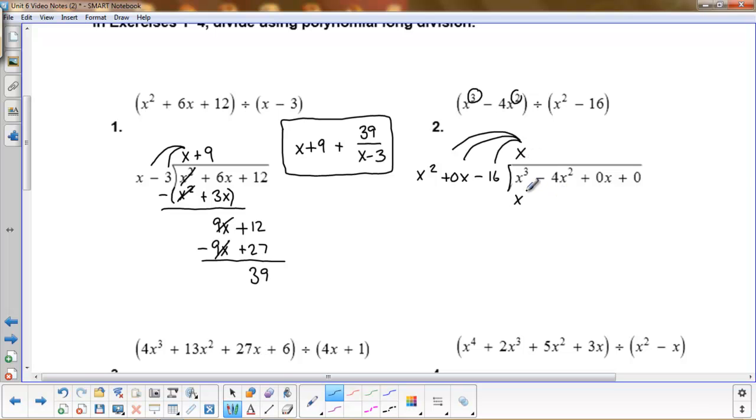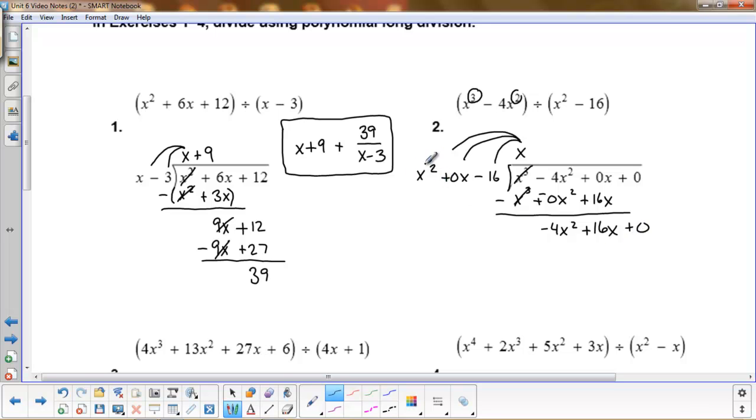So that means I get x to the third plus 0x squared minus 16x. Now I'm going to draw this line and change every single sign. Minus, minus, plus. This cancels. I know I'm doing it right. That's going to be negative 4x squared plus 16x. I'm going to bring down my 0, and now I'm going to start over again.